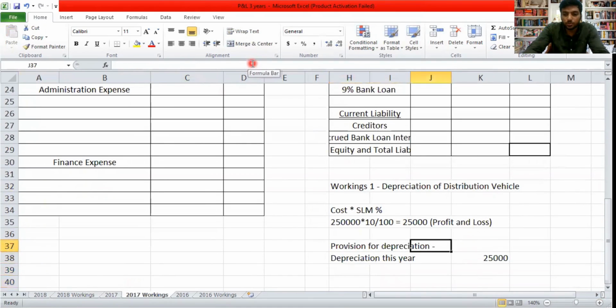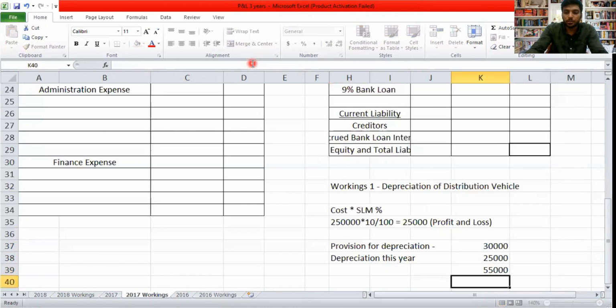So this is 30,000. In total, your accumulated depreciation, the whole depreciation for this year and the last year, we will take 55,000, because 25 plus 30 will give you 55,000. Now, what you need to do is move it to the balance sheet. Where do you move it? Under non-current asset. Non-current asset distribution vehicle.